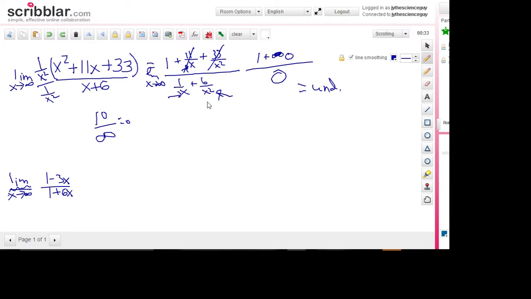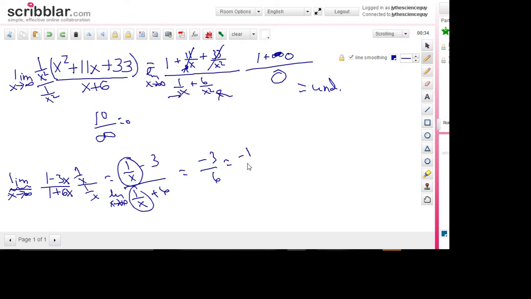For this question down here, I'm going to do the exact same thing. What's the highest power of x? 1. So I'm going to multiply the top and the bottom by 1 over x. And I get 1 over x minus 3, and I get 1 over x plus 6. And then I put my limit in. What happens to these two things? They're 0. So I'm left with 3 over 6. And so that's equal to negative 1/2.